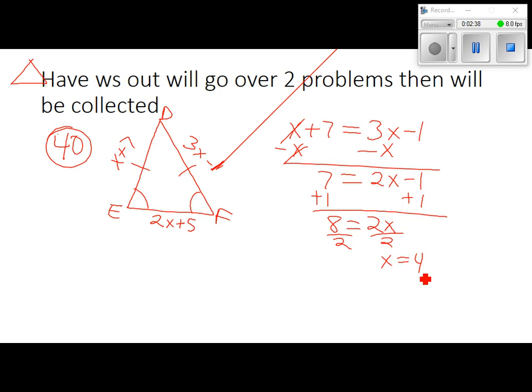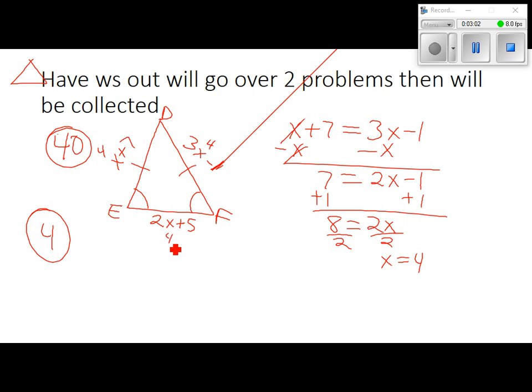Did they ask us to find x? Find x and the measure of each side. So they wanted us to find x, so that's one of our answers, 4. Then we want to measure each of the three sides. How am I going to find those? Plug them in, right? So just wherever you see x, put a 4.